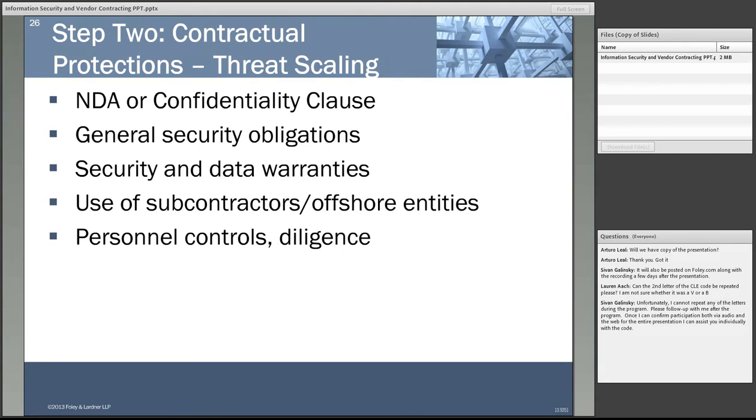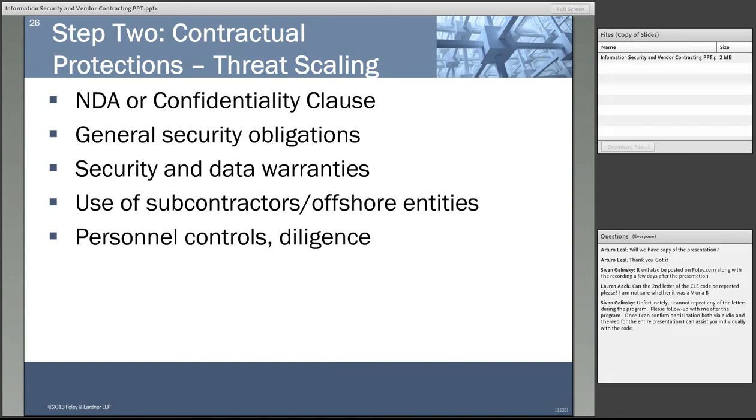You also want to think about, again, your general security obligations. What are those things that the individuals need to do on a day-to-day basis? They may include the use of external drives. We can certainly spend a lot of time on how that works, and that will be part of step 3 as well. Then there are your security and data warranties.